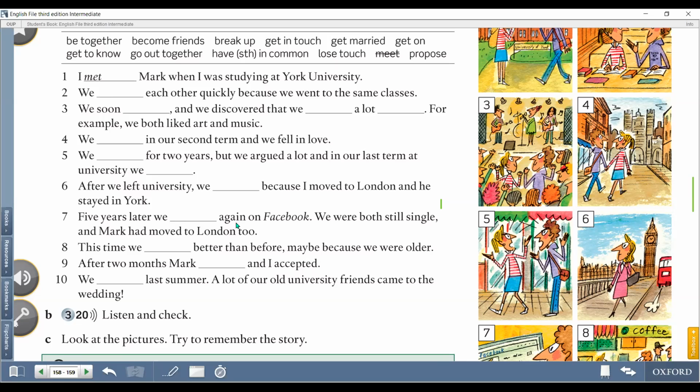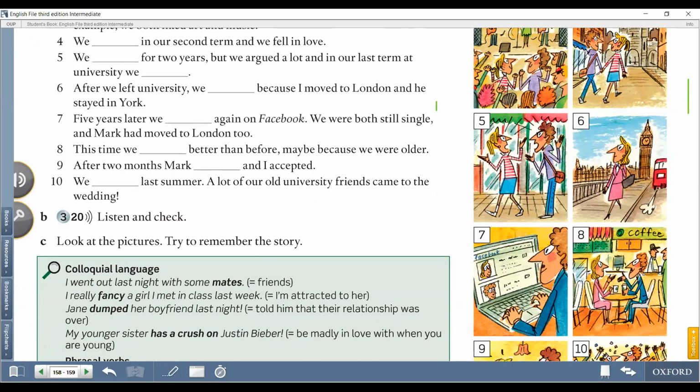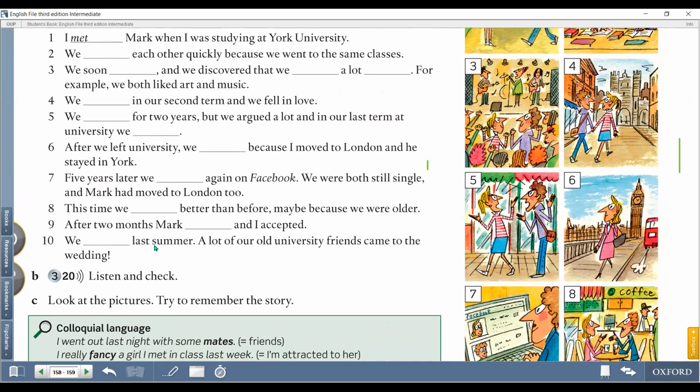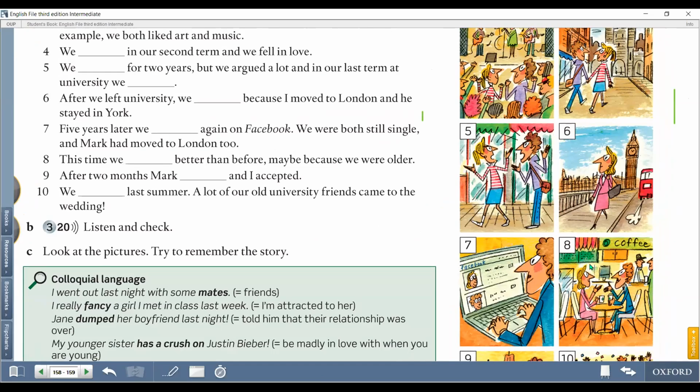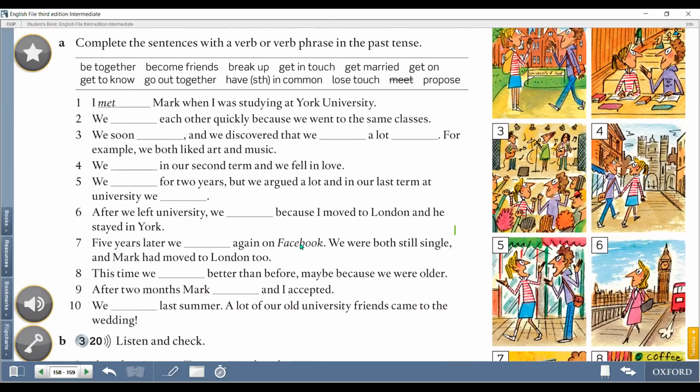We were both single and Mark had moved to London too. Let's see. Oh, they're taking a coffee. This time, Myla, tocca a me. Oh, yes, Anna. Fammi vedere la figura, vai giù. Yes, they are taking a coffee here.